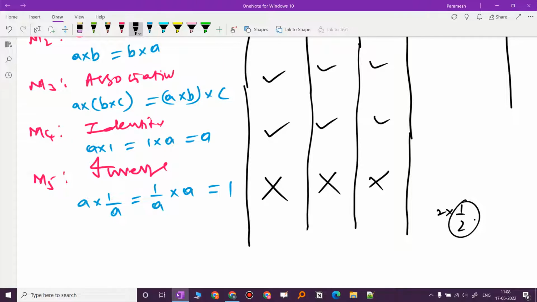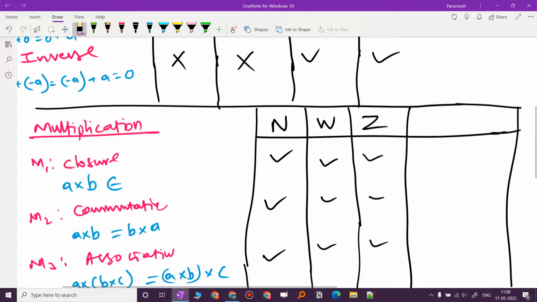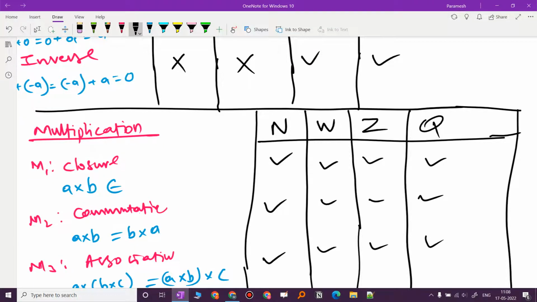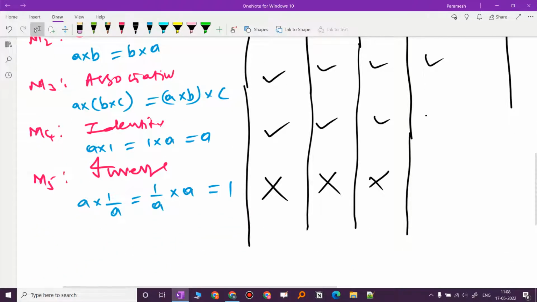What is 1 by 2 then? A rational number. 2 is a rational number, 1 by 2 is a rational number, so that's why the rational number set holds the multiplicative inverse. Q satisfies all the properties under multiplication. Okay, these are the properties.